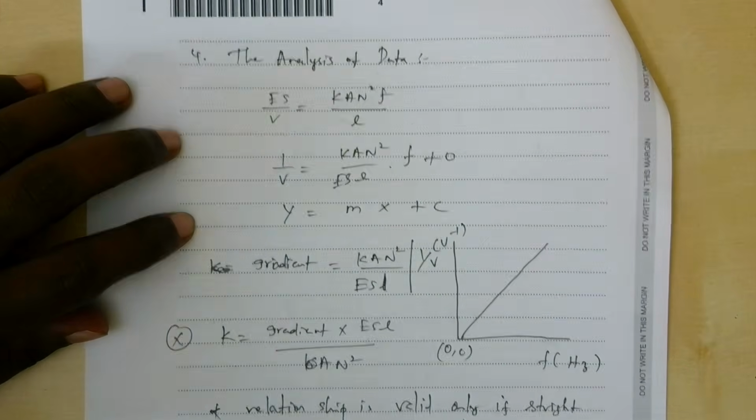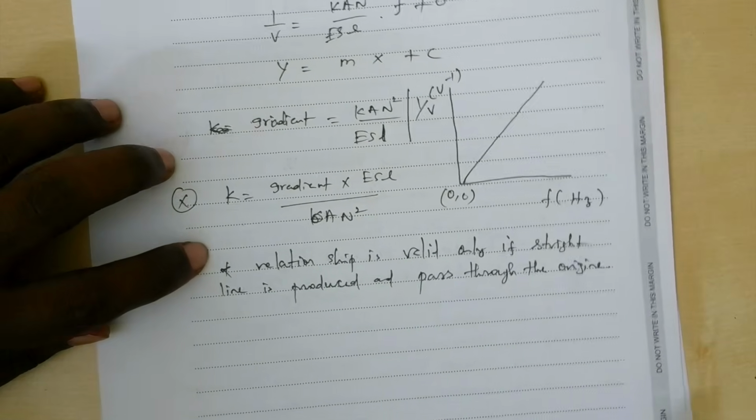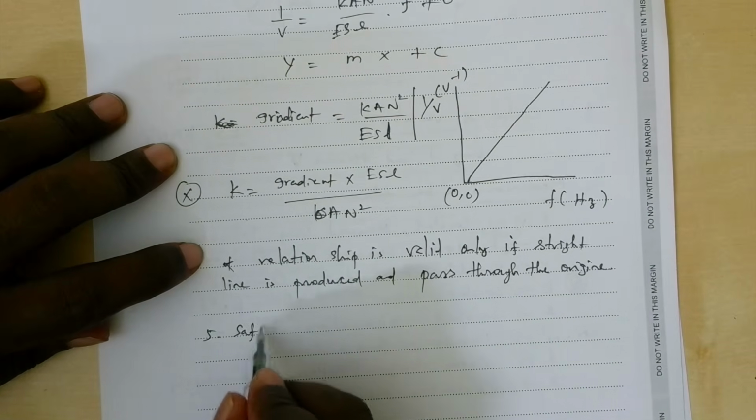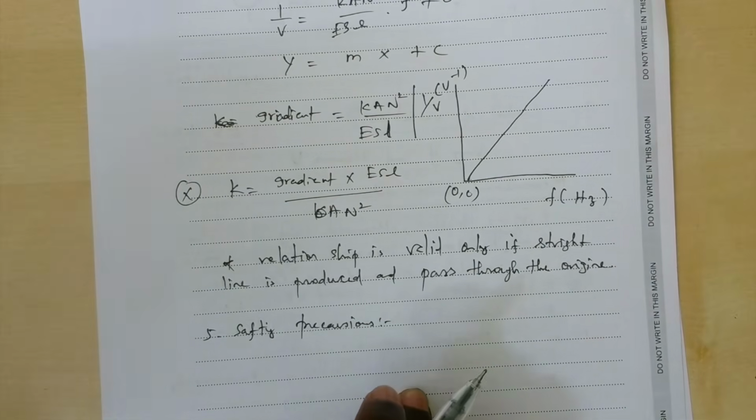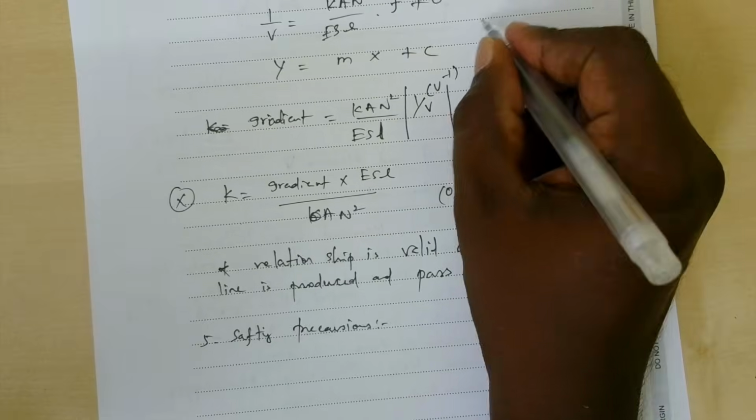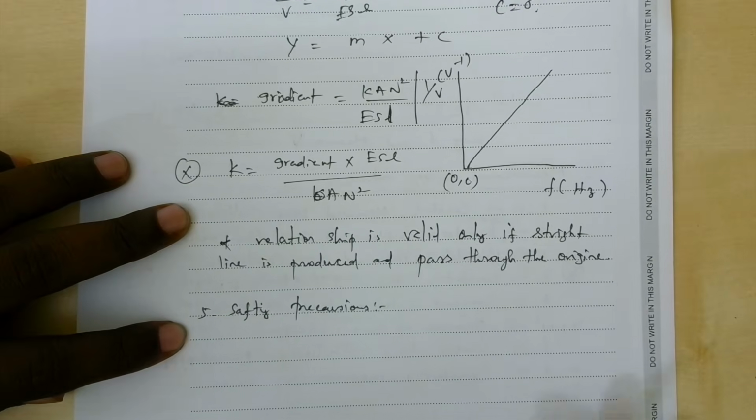If the Y intercept is 0, then you will simply write that the line should not pass through the origin. The last point, safety precautions. Despite whatever experiment you are doing, please write: wear goggles.